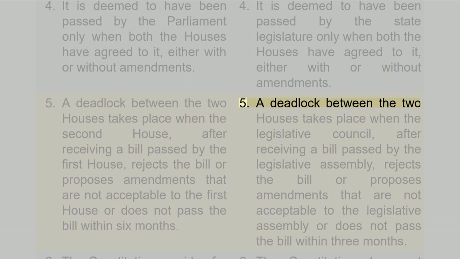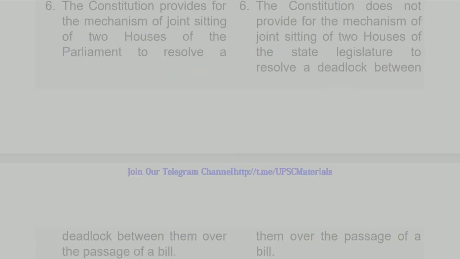5. A deadlock between the two houses takes place when the Legislative Council, after receiving a bill passed by the Legislative Assembly, rejects the bill or proposes amendments that are not acceptable to the Legislative Assembly or does not pass the bill within 3 months. 6. The Constitution provides for the mechanism of joint sitting of two houses of the Parliament to resolve a deadlock. 6. The Constitution does not provide for the mechanism of joint sitting of two houses of the state legislature to resolve a deadlock between them over the passage of a bill.